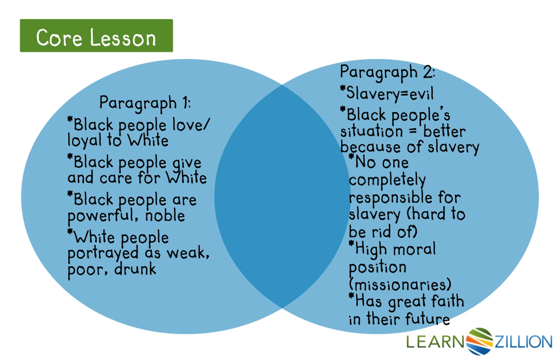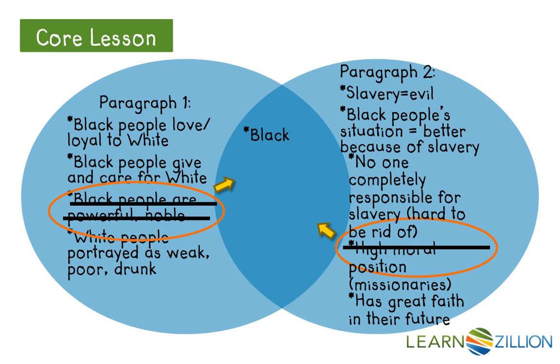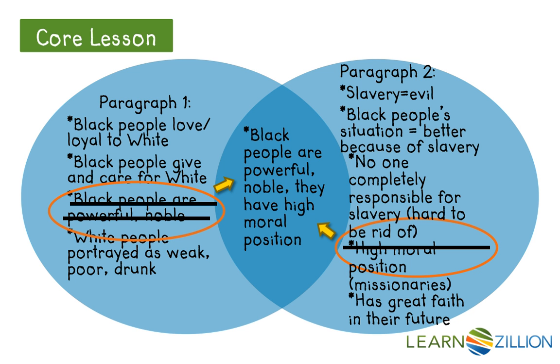So now as I look at all these details, I'm realizing that some of the things that I initially put down as being different between paragraph 1 and paragraph 2 are actually quite similar. So look at paragraph 1, there's this detail about black people being powerful and noble. So that can move towards the center, because you see over here in paragraph 2 the detail about them being in a high moral position. That's really very similar to the idea of them being powerful and noble. So I'll take these ideas and re-summarize them in the center of my Venn diagram, as black people are now powerful, noble. They have a high moral position. Oof, that's a lot of good work.